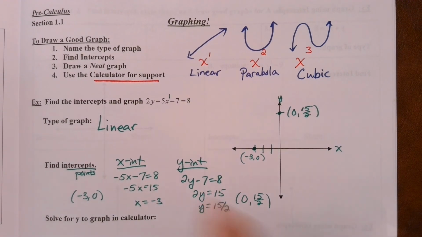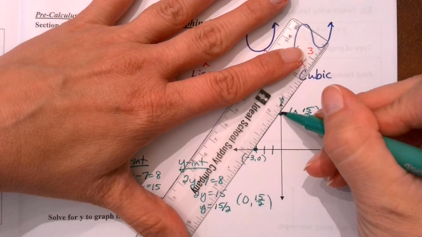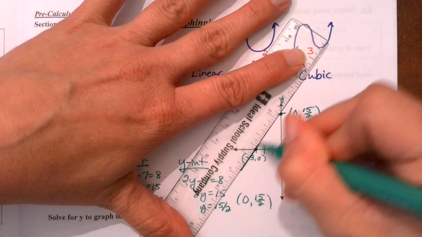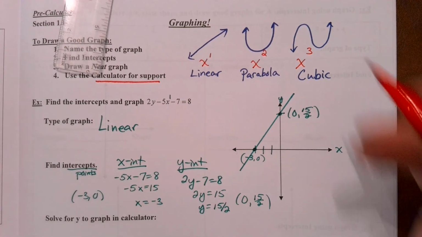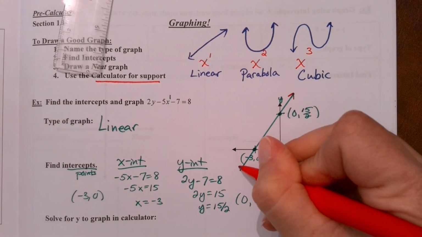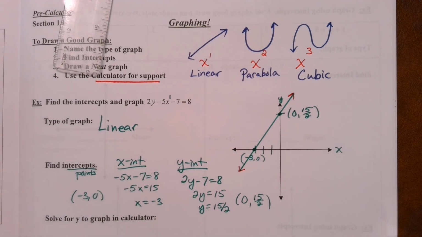Now I'm going to get out my straight edge because this said linear. So I'm going to draw a line going like this. Is that a good line? No, Mrs. Bretek, you forgot to put the arrows on. You have to put arrows on a line because the line continues forever.